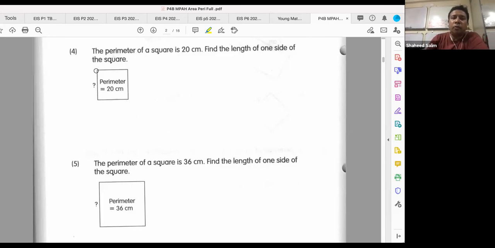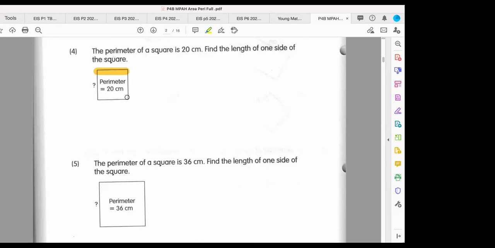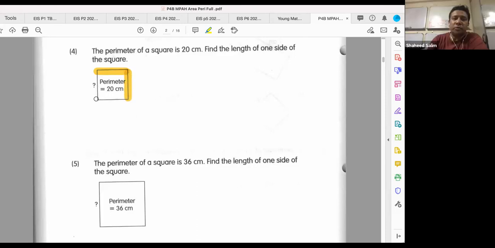So, down here you have 1 length. In a square, all the lengths are the same. So 2 lengths, 3 lengths, 4 lengths. So 20 divided by 4. What's the answer, Neris? You have 4 lengths equals 20, so 20 divided by 4 to find 1 length, equals 5. You need to understand there's 1 length here, 2 lengths, 3 lengths, 4 lengths. 4 lengths equals 20.